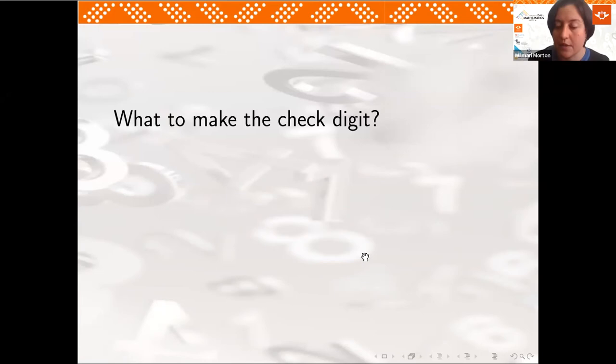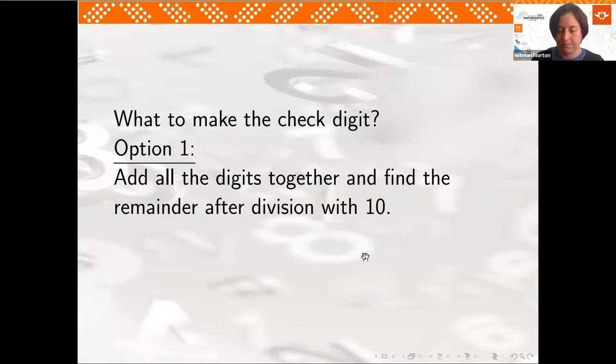All right, so what can we do? How can we add one symbol there at the end to check? One thing we could do is add up all the other 12 or 9, however many symbols you're using for your particular code, add them all together and divide by 10. Why are we dividing by 10? Because then we will have a remainder from 0 to 9. Either it's something like 20 and it's divisible by 10, or it's not and you have a remainder of 1, 2, 3, all the way up to 9. And that's what we could potentially add as this check digit.